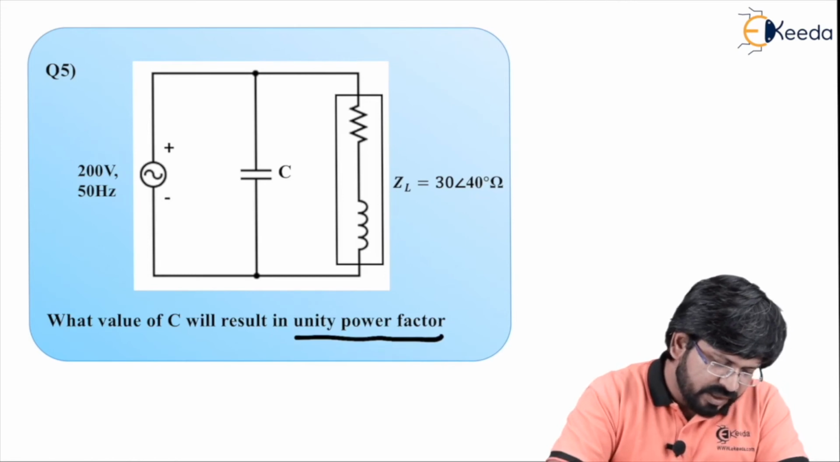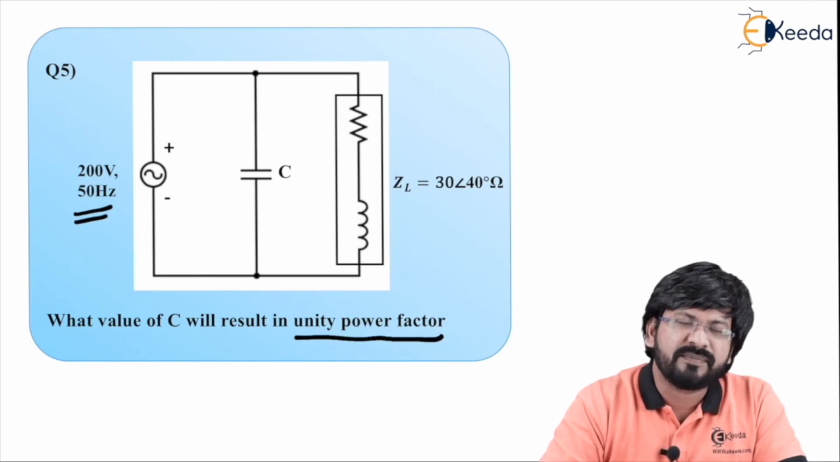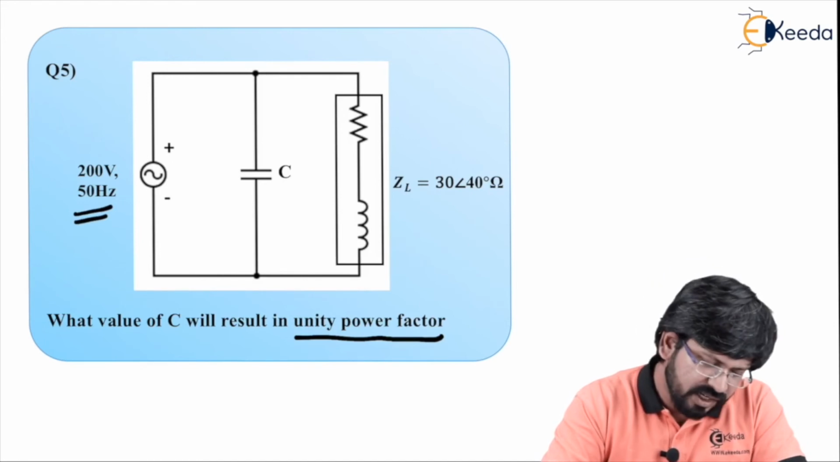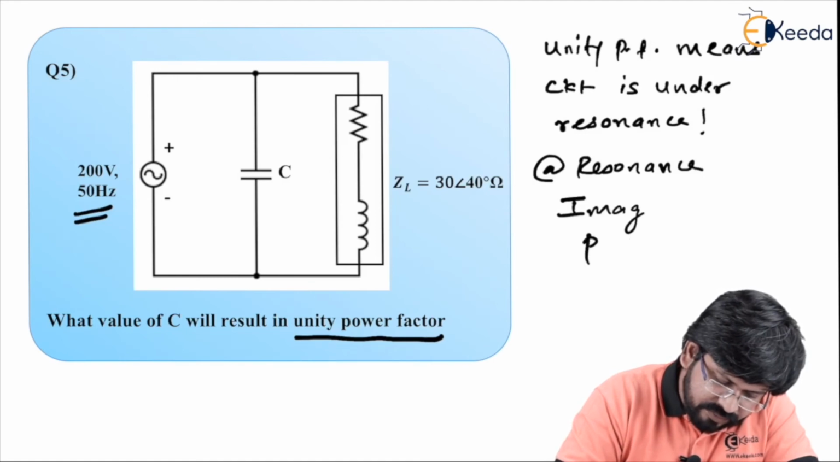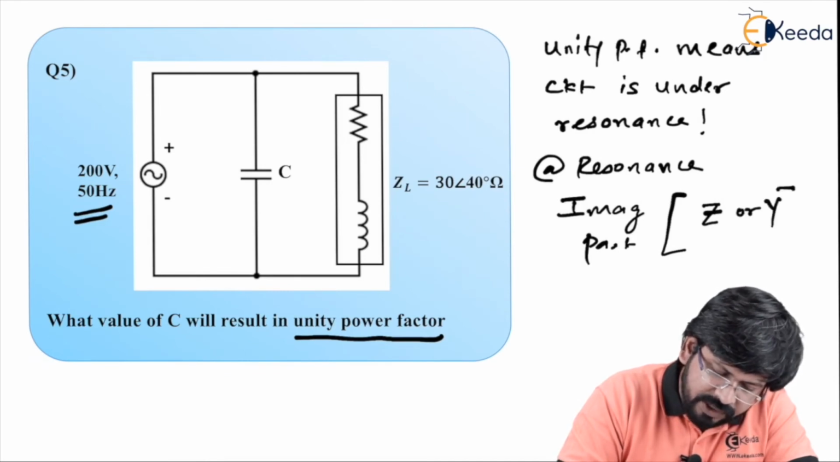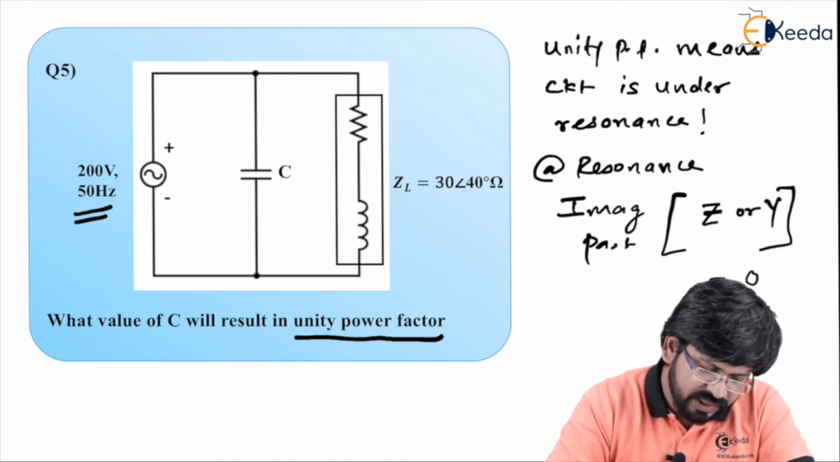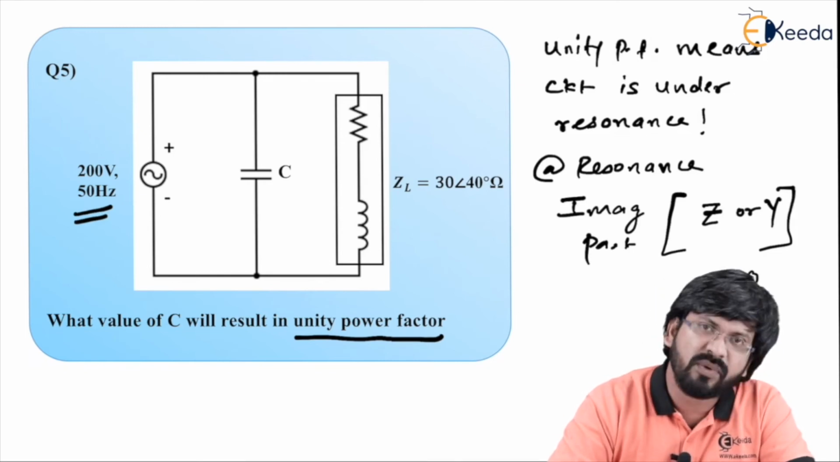So we need to assume that at frequency equal to 50 Hz, resonance must have occurred. What happens when resonance occurs? At resonance, the imaginary part of the impedance Z or admittance Y becomes equal to 0. The same strategy we are going to apply to get the value of C. As you can see, this is a parallel circuit, and it is advisable in a parallel circuit to go for admittance calculation rather than impedance calculation.